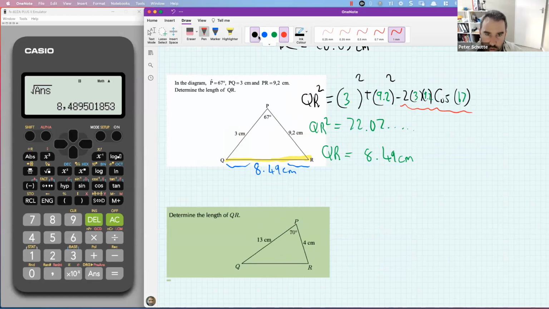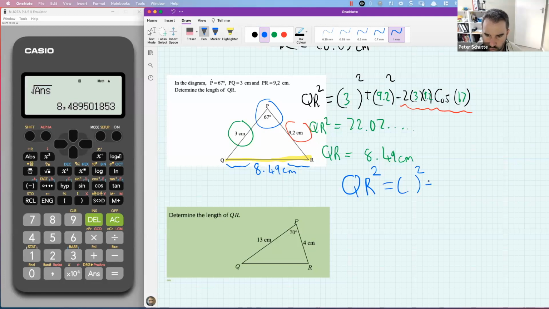Perfect. Okay, here's how you do it. Whenever you see a side that you're trying to find, and you notice that you're given two sides and the angle in between these two sides, then you're going to go into cos rule mode, and you're going to start by writing down the side that you want to find. So I write down QR. Now, the way the cos rule works is the side you're trying to find is always going to have a squared. Then what I do is I write, there's going to be something squared plus another something squared.